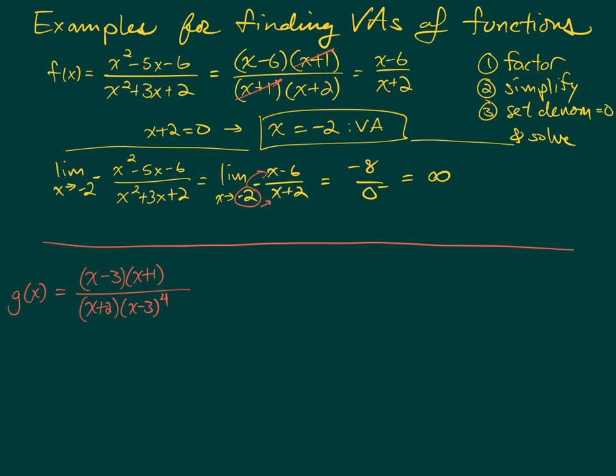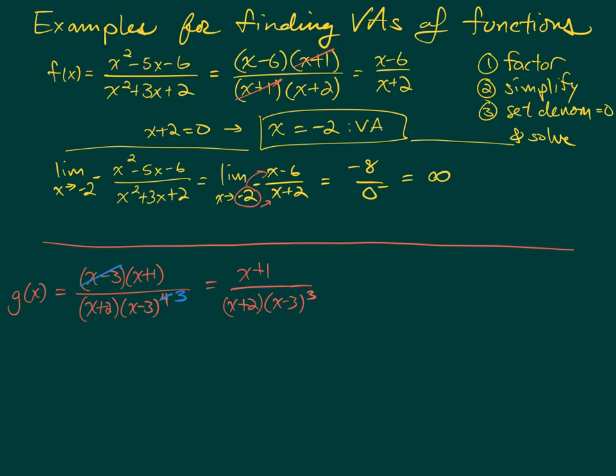In the next example, you can see we have g of x equals (x minus 3)(x plus 1) over (x plus 2)(x minus 3) to the 4th. And it looks like an x minus 3 will cancel, and this fraction simplifies to (x plus 1) over (x plus 2)(x minus 3) cubed.